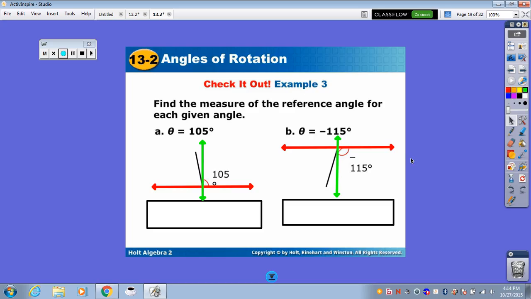It's your opportunity now. Check each of these angles and determine the measure of the reference angle for each one. Pause the video. Resume when you're ready to determine your answer.